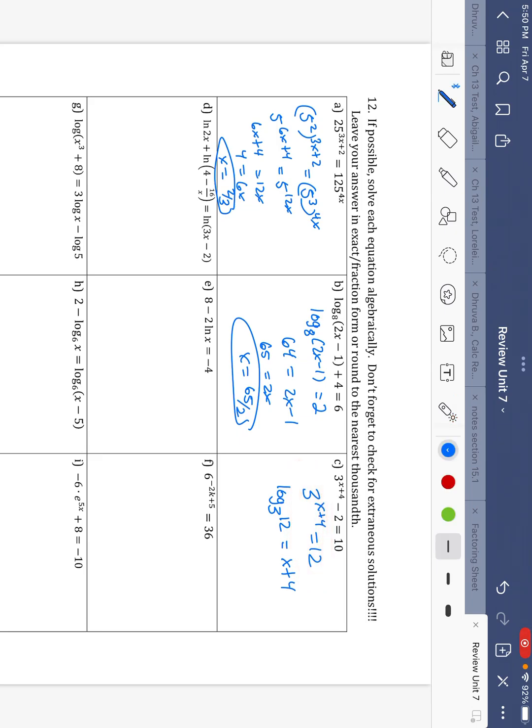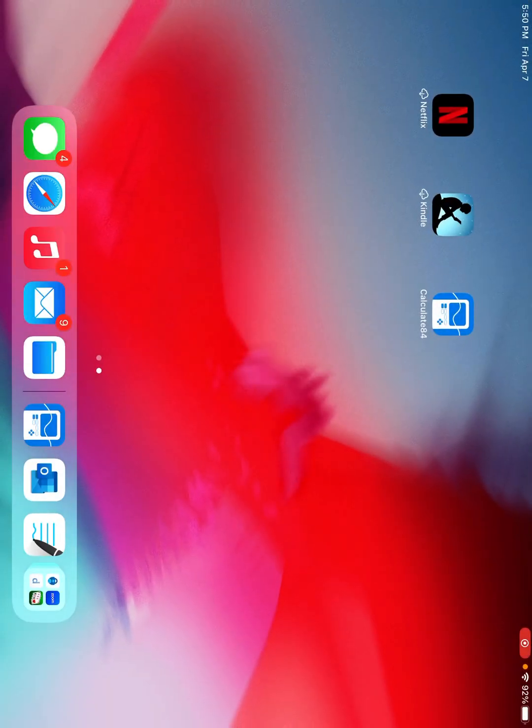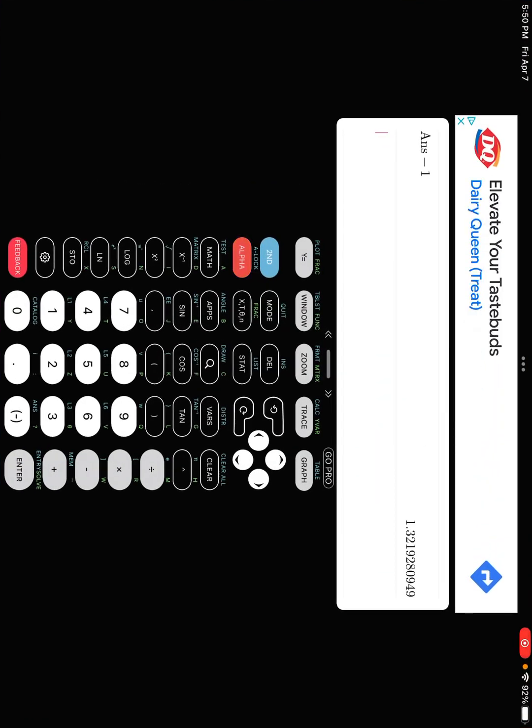Okay. All right, so basically I'm going to go to my calculator and I'm going to type in log base 3 of 12. And then to solve for x, I'm going to be subtracting 4 from it. Okay, so you can leave your answer like this if you don't have a calculator. But if you do, log base 3 of 12 and then minus 4. So, oopsie.